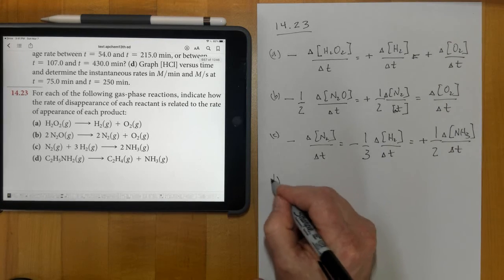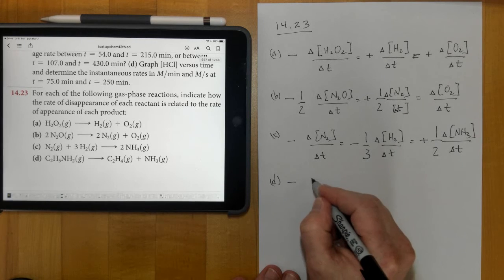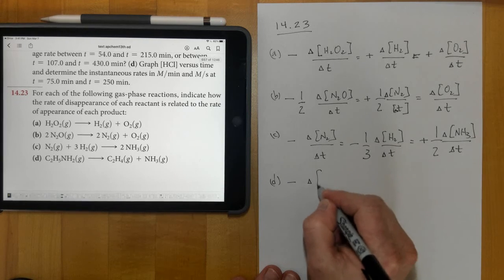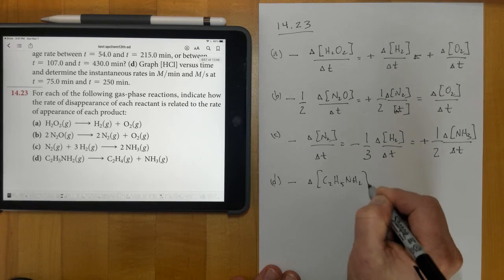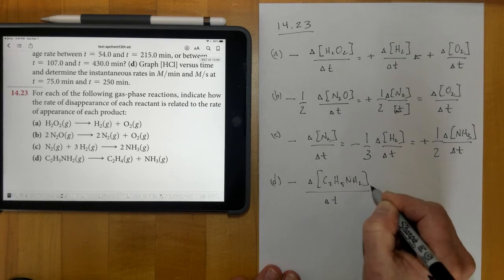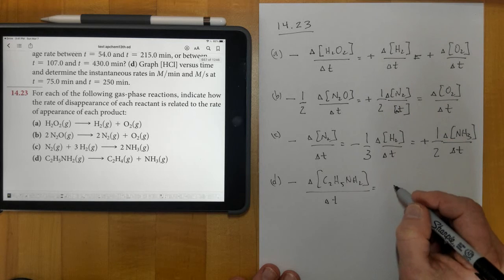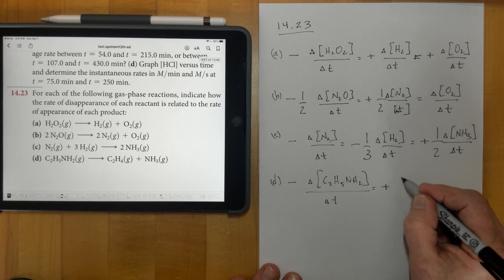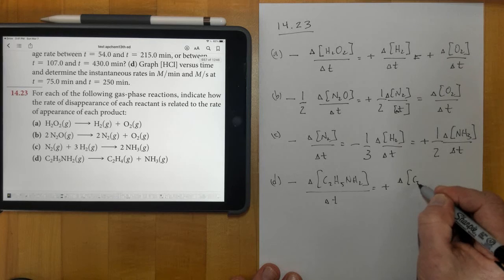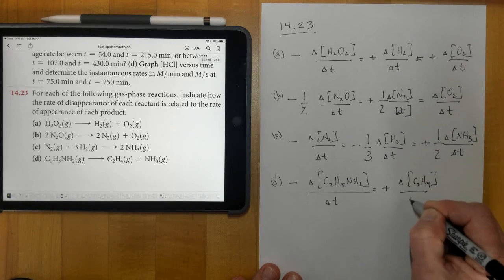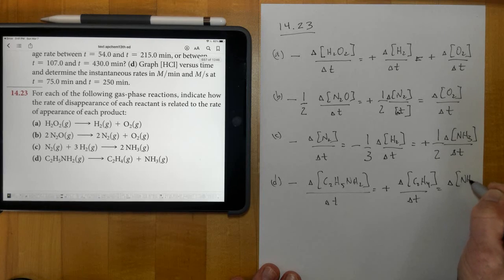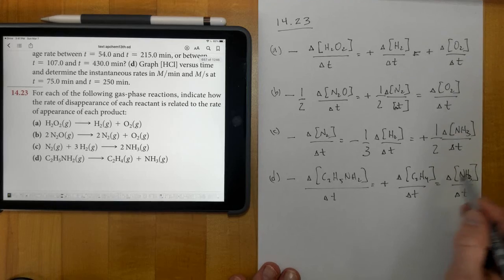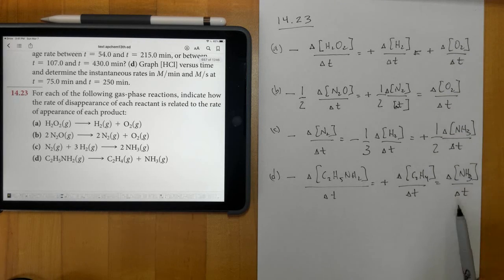And then lastly, for letter D, it would be the disappearance of the change of the concentration of C2H5NH2 per change in time is equal to the appearance of the concentration of C2H4 per change in time, which is equal to the change in NH3 concentration per unit time. And this one would be positive as well because it's on the product side, so it is appearing.